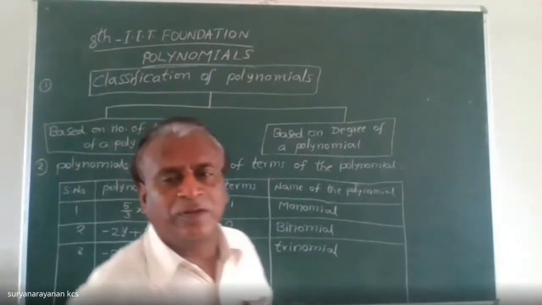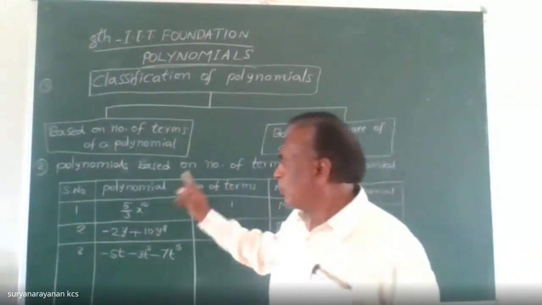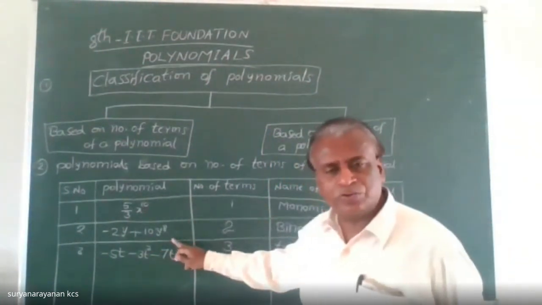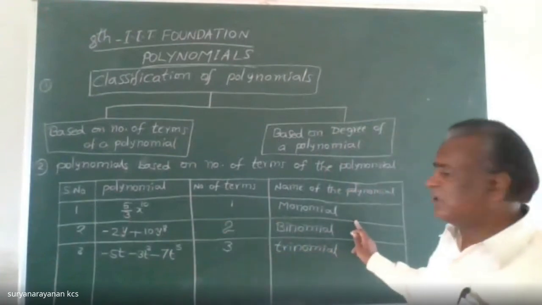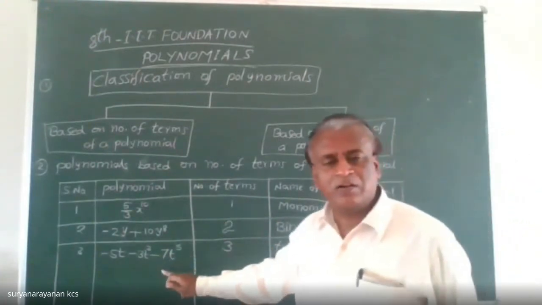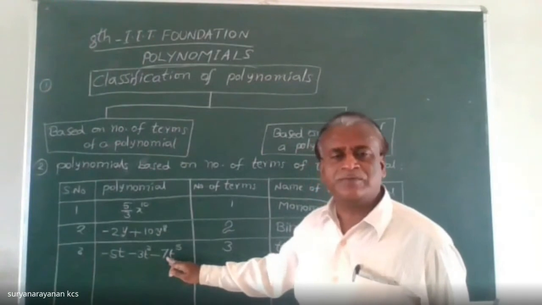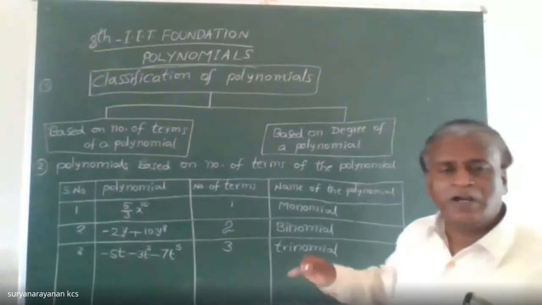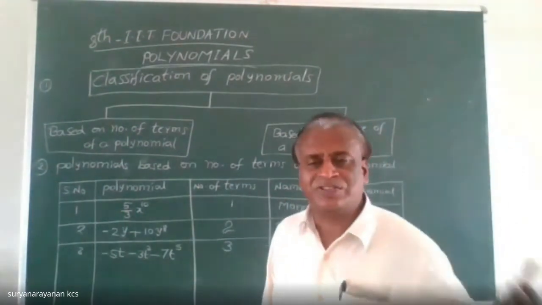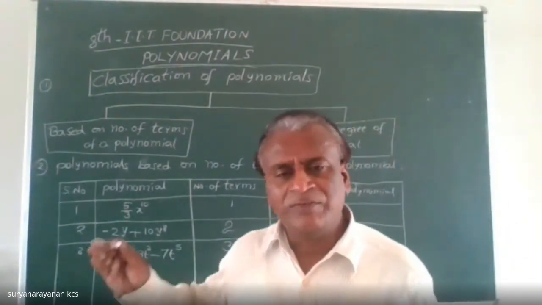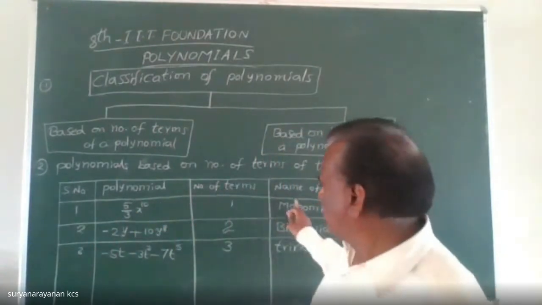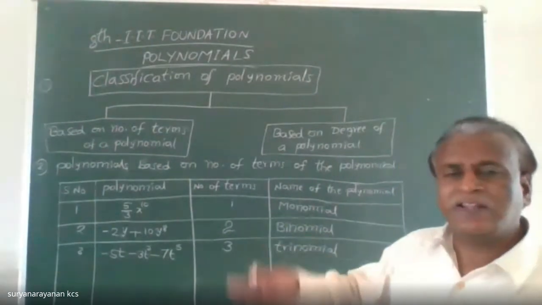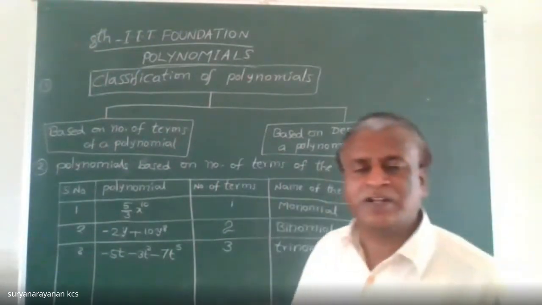If any polynomial has one and only one term, that is called a monomial. If there are only two terms, then the polynomial is called a binomial. If there are only three terms, then the polynomial is called a trinomial. For more than three terms, there is no separate name. In general, we use only these three terms: monomial, binomial, and trinomial. More than that, we study in the higher classes.